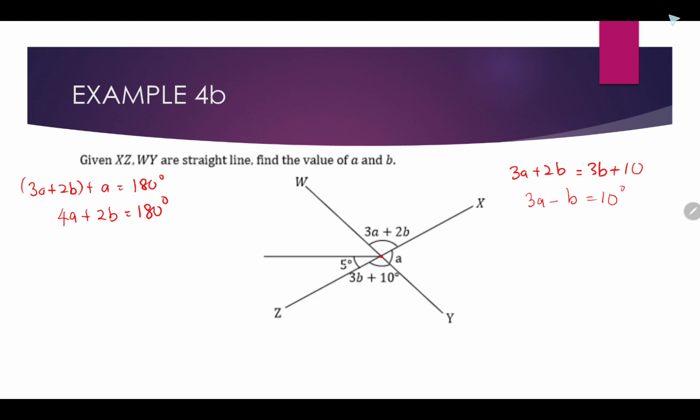Okay, so ini dia akan jadi system of equations. So kita solve it simultaneously. Okay, so this is the first equation and this is the second equation. So when we analyze here, we can add the first equation with the second equation. Kita tambahkan.